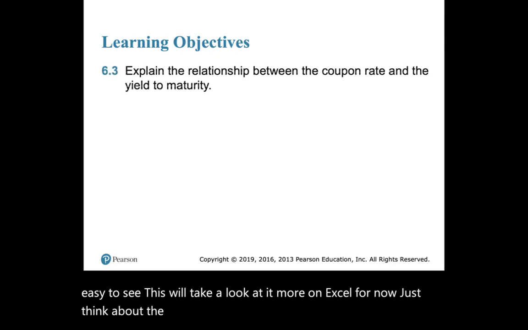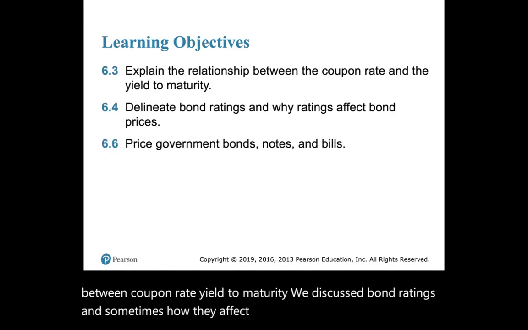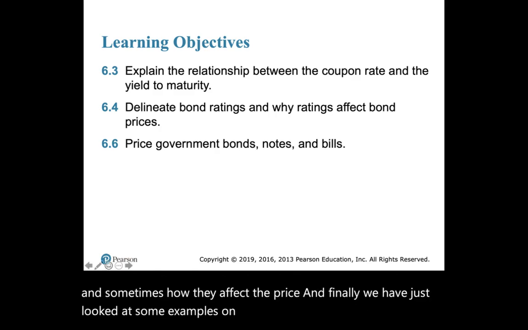So again, we've explained the relationship between coupon rate and yield to maturity. We discussed bond ratings and sometimes how they affect the price. And finally, we have just looked at some examples on pricing bonds, notes, and bills.